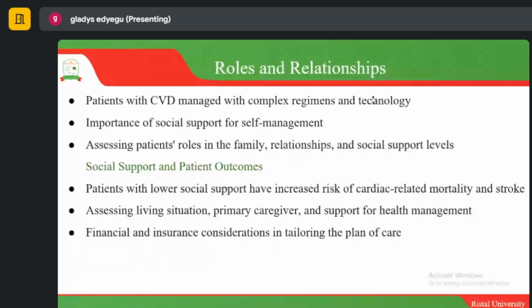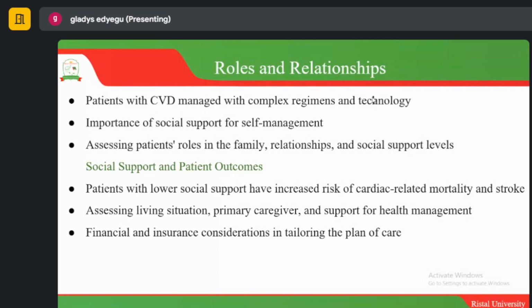Then assessing living situations, primary caregiver, and support for health management. This is self-explanatory, and I think when you read this, you can understand who is supporting this patient, who is able to give care to this patient, whether he has someone or doesn't have, and if he doesn't have, what could be the problem, how am I going to support him, what advice can I give him, and so on.